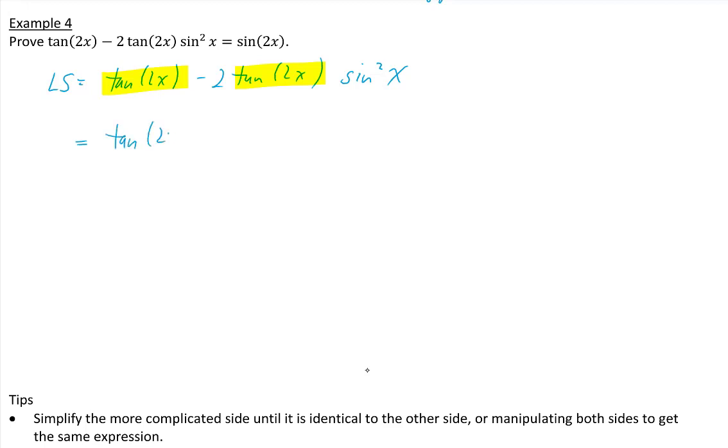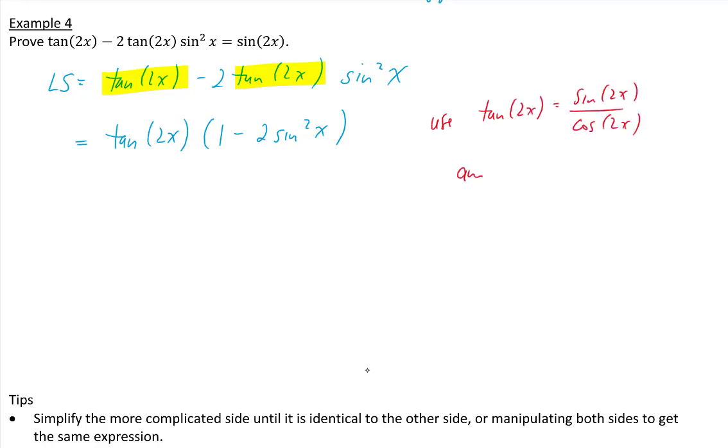So we have tan of 2x, and what we have left over is 1 minus 2 sine squared x. So let's use some identities. I'm going to use one of the quotient identities, and I'm going to use one of our double angle identities.